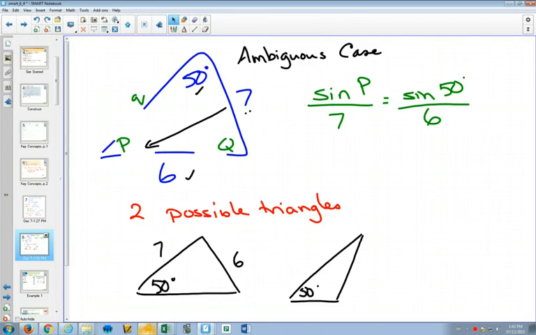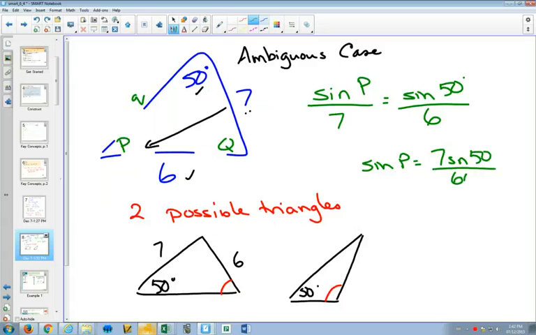So in one triangle, this angle here will be an acute angle. In the other triangle, this angle will be an obtuse angle. Now, as far as doing the math, if you follow the math, you will always solve this first triangle first. So when I do the math here, I'd multiply both sides by 7. Sine P equals 7 sine 50 over 6. And I'm just going to type that in so we can see what that decimal would be. 0.8937.